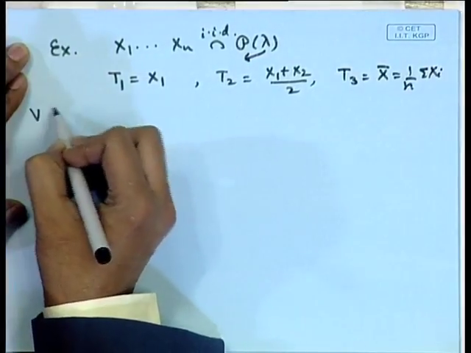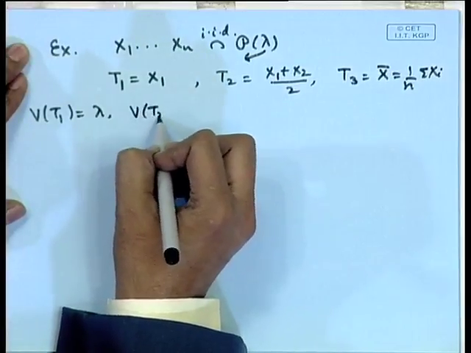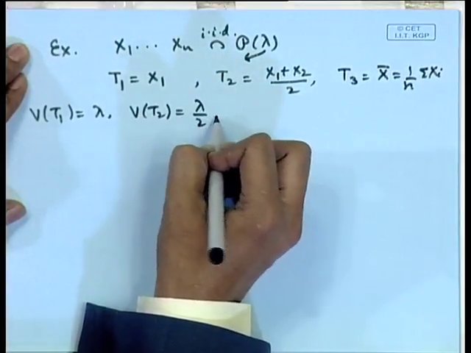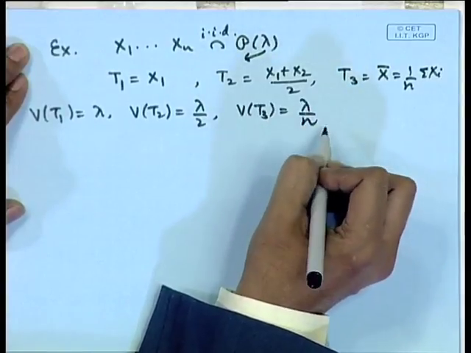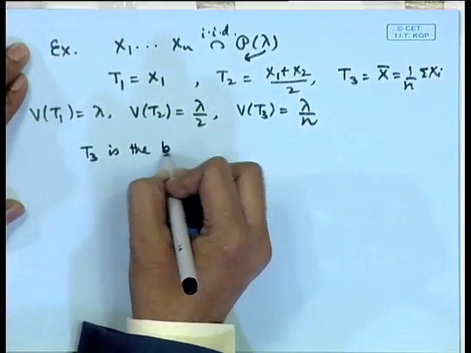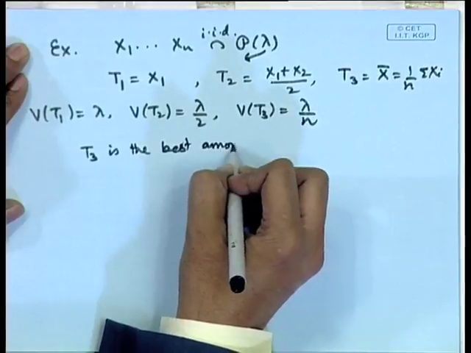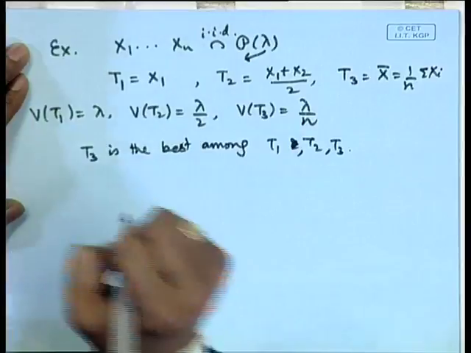Now, let us look at the variance of T 1, that is lambda. The variance of T 2 is lambda by 2. The variance of T 3 is lambda by n. So, clearly here T 3 is the best among T 1, T 2 and T 3. So, this gives a procedure for checking which estimators are better.